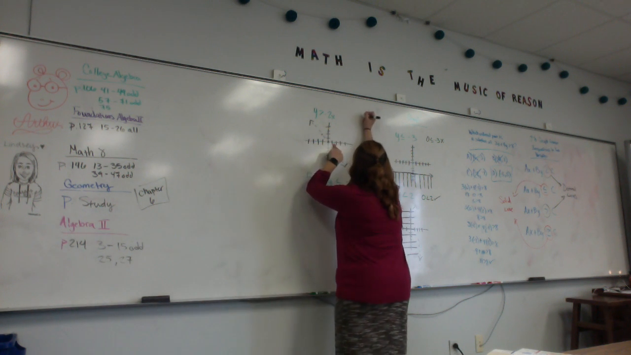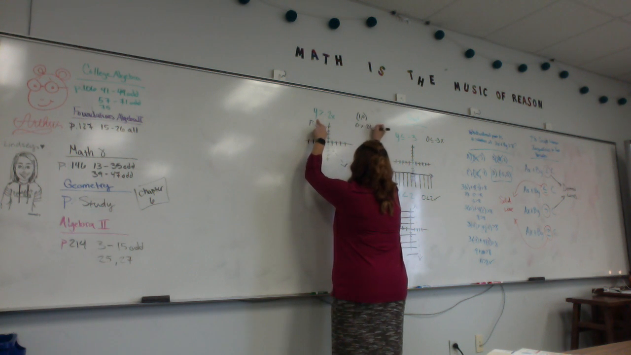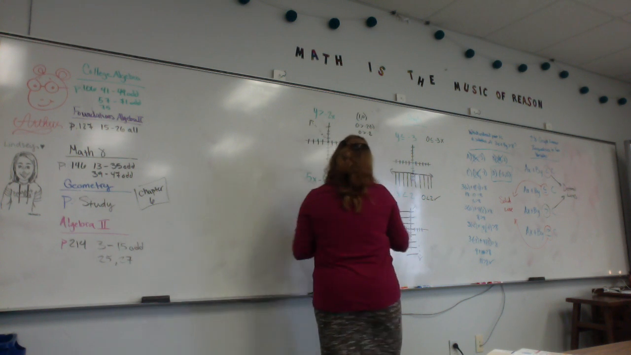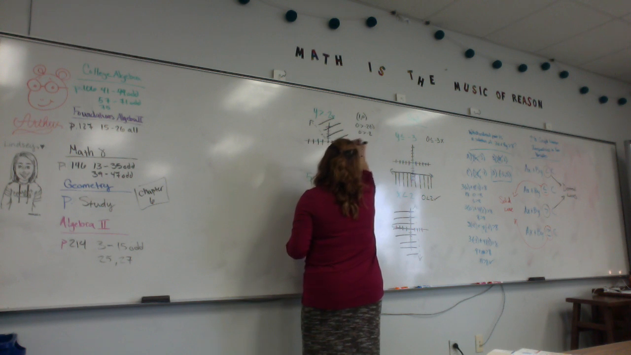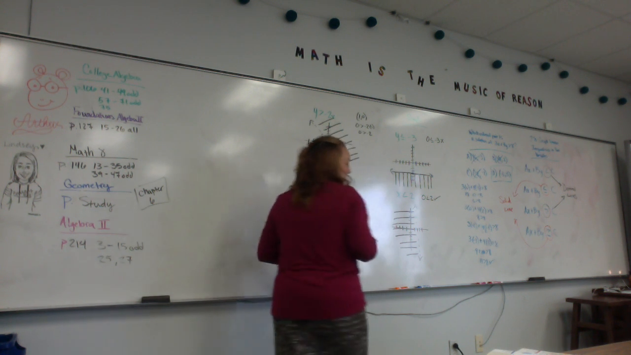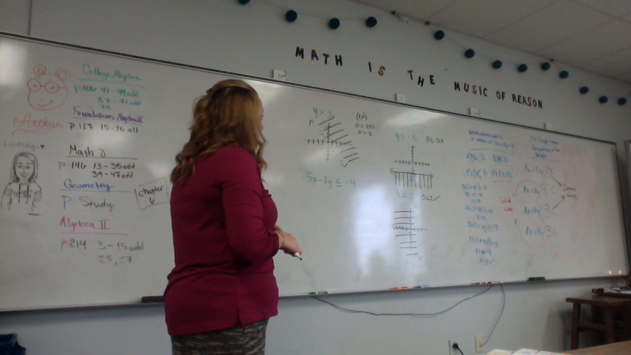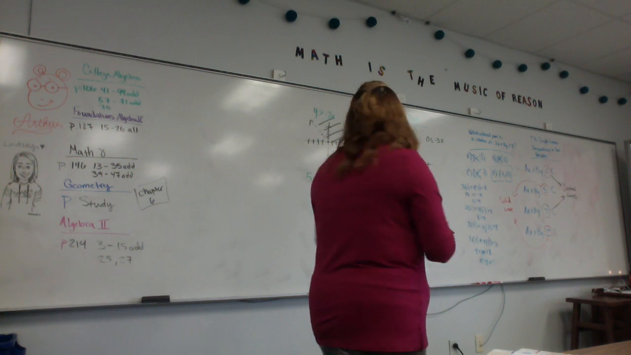If I plug in (1, 0), that means I plug 0 into y. Is 0 greater than negative 2 times 1? Is 0 greater than negative 2? Yes. So I am shading this whole side where (1, 0) is. If it does work, you shade where that is. If it doesn't work, you shade where it's not.